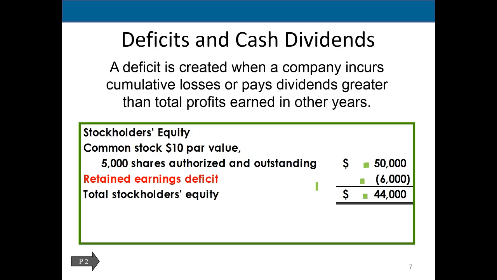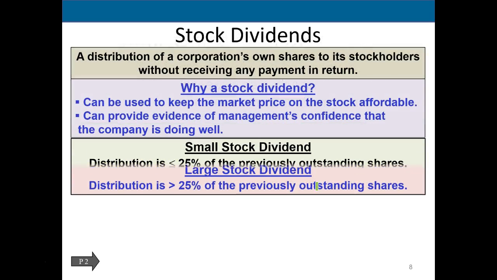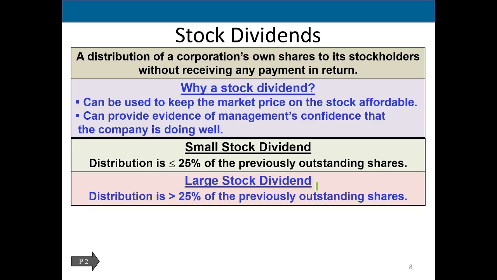involved in that transaction. So, stock dividends: a distribution of a corporation's own shares to its stockholders without receiving any payments. So we could have a stock dividend where basically we issue out the stock, so the individuals would be receiving stock as the form of the dividend rather than the cash, and it can be used to keep the market price of the stock affordable.